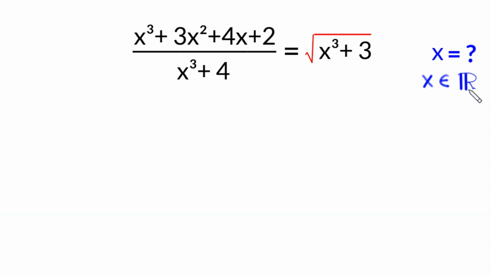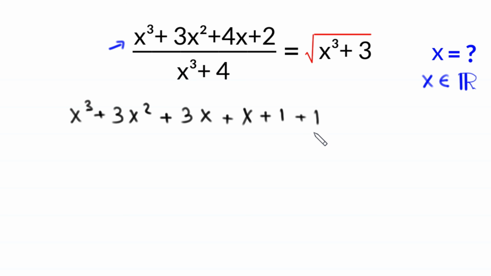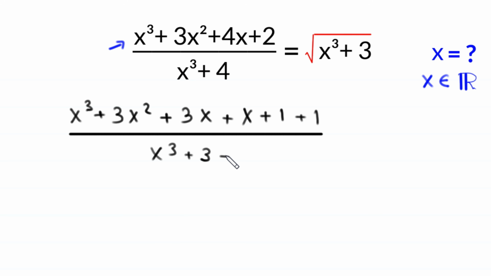So let's start. We can rewrite this numerator as x cubed plus 3x squared, this 4x can be written as plus 3 times x plus x, and this 2 can be written as plus 1 plus 1, divided by this denominator, which can be written as x cubed plus 3 plus 1, equal to the square root of x cubed plus 3.